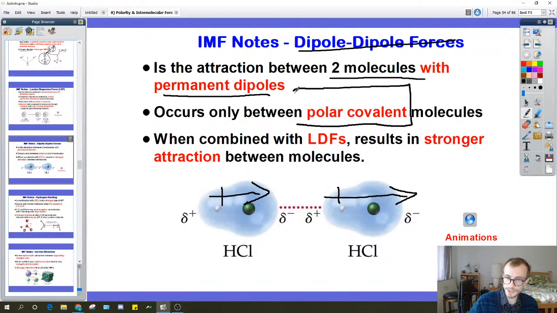This only happens in polar covalent molecules, and I'll get to more of a summary about this. But obviously, if I don't have a dipole, or if I'm not a polar molecule, then I can't have this kind of attraction. So only if the molecule is polar, and that's why we spent so much energy trying to figure out which molecules were polar and which ones weren't. Now, you might be thinking, okay, I've got a molecule, but it's not polar. What's helping keep it together?